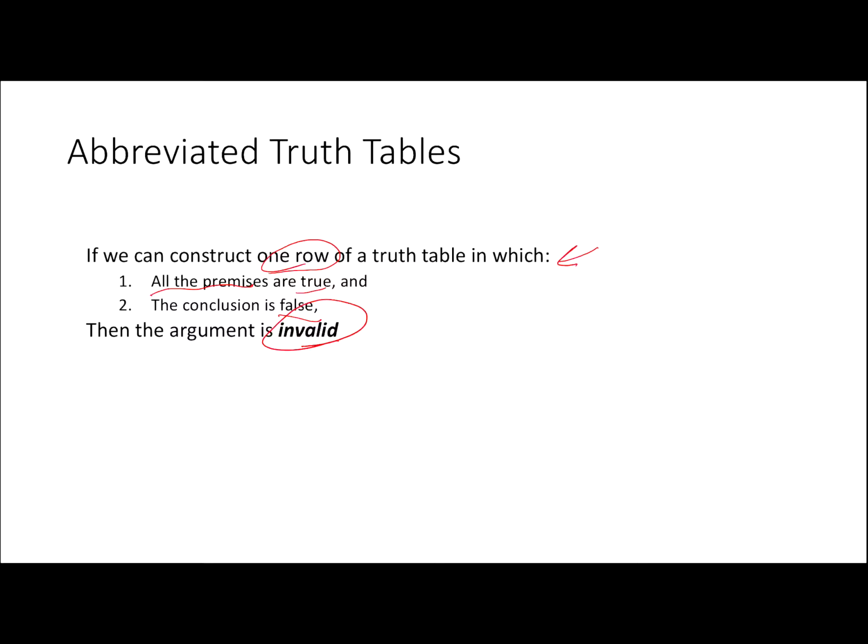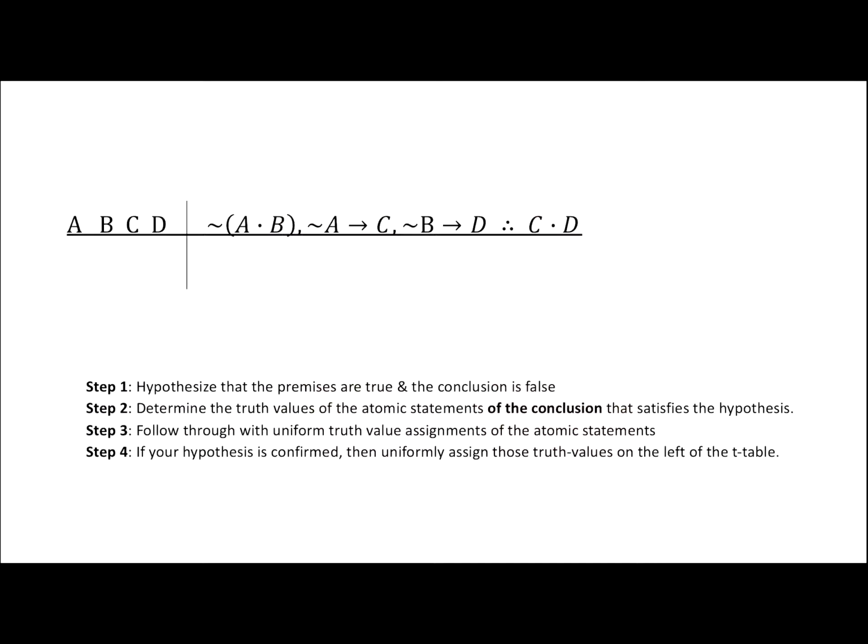And if we cannot construct such a row, it would show that the argument is valid, right? So if we cannot do this, we show validity. If we can do this, we show invalidity. So that's the theory behind truth tables. But now let's put one together and see if we can construct it.